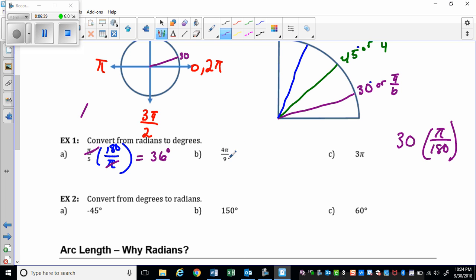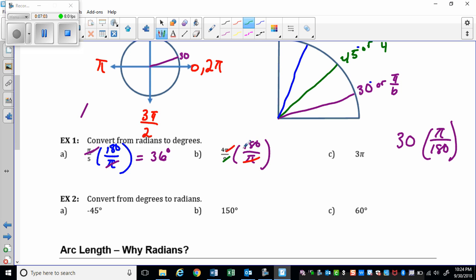4 pi over 9 is, this is already in radians, so we have to multiply by our conversion, 180 divided by pi. The pi's will cancel. So 4 times 180, and then divide that by 9. I know 9 goes into 180.